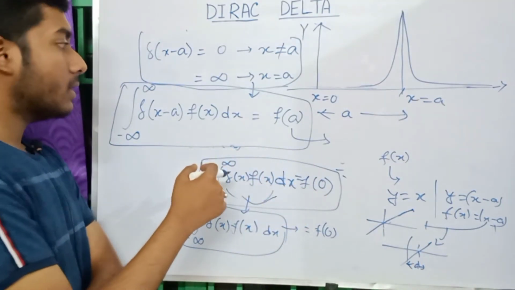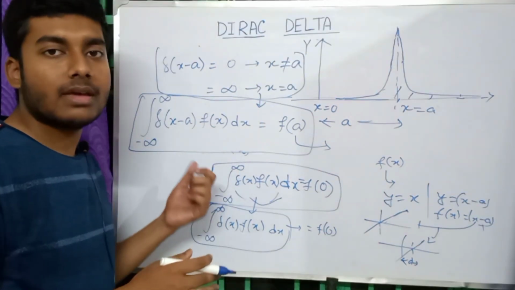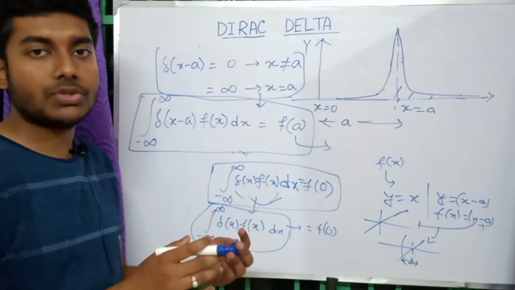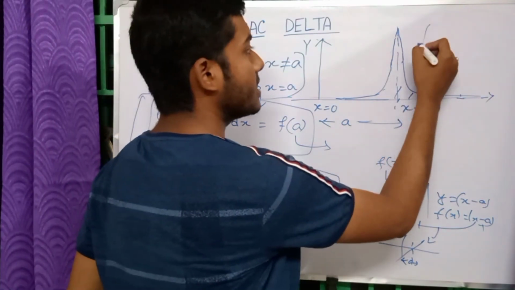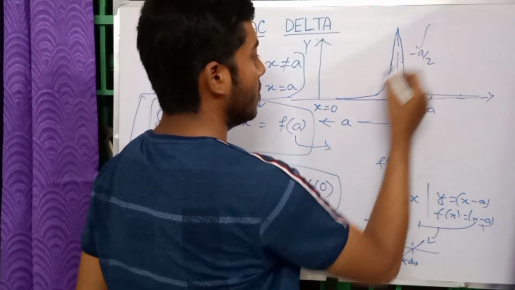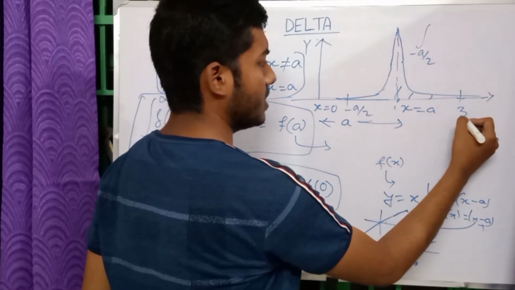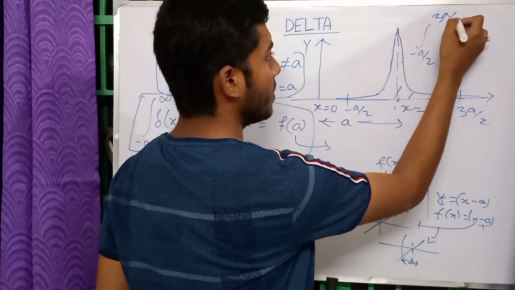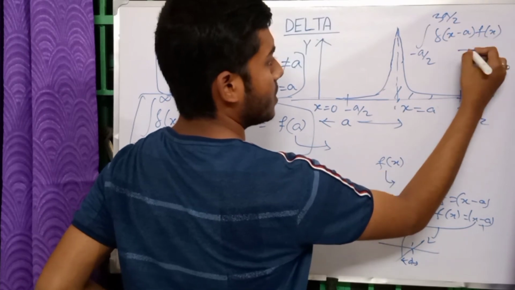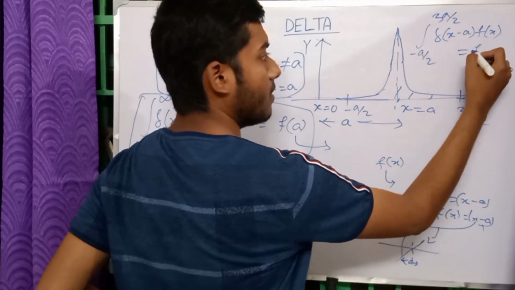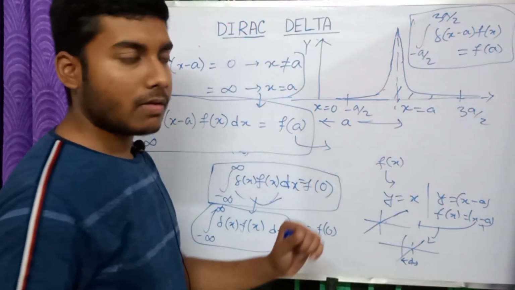Okay, now one more thing is that it is not necessary that the limit has to be from minus infinity to plus infinity. That is, if we have the lower limit minus a by 2 and the upper limit suppose 3a by 2, then the integral of del of x minus a into f of x is also equal to f of a. That is, the condition is valid for this limit also.